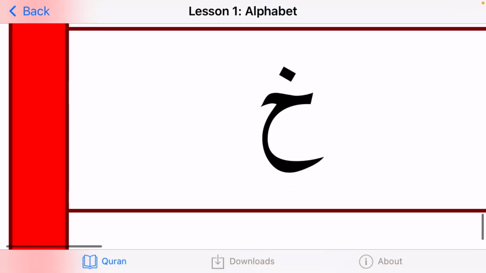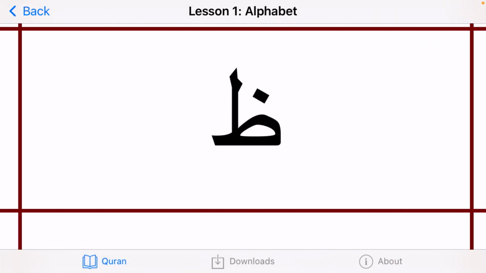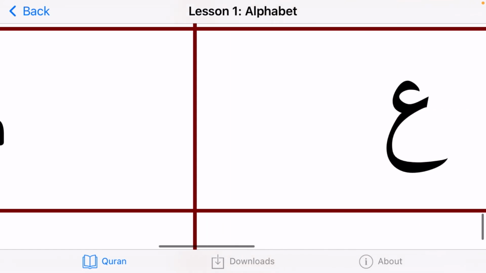This one is kha. The difference between kha, ha, and jim is that kha has a dot above, jim a dot below, and ha no dots. This one is dha. Dha and ta look alike, but dha has a dot above and ta has no dots.